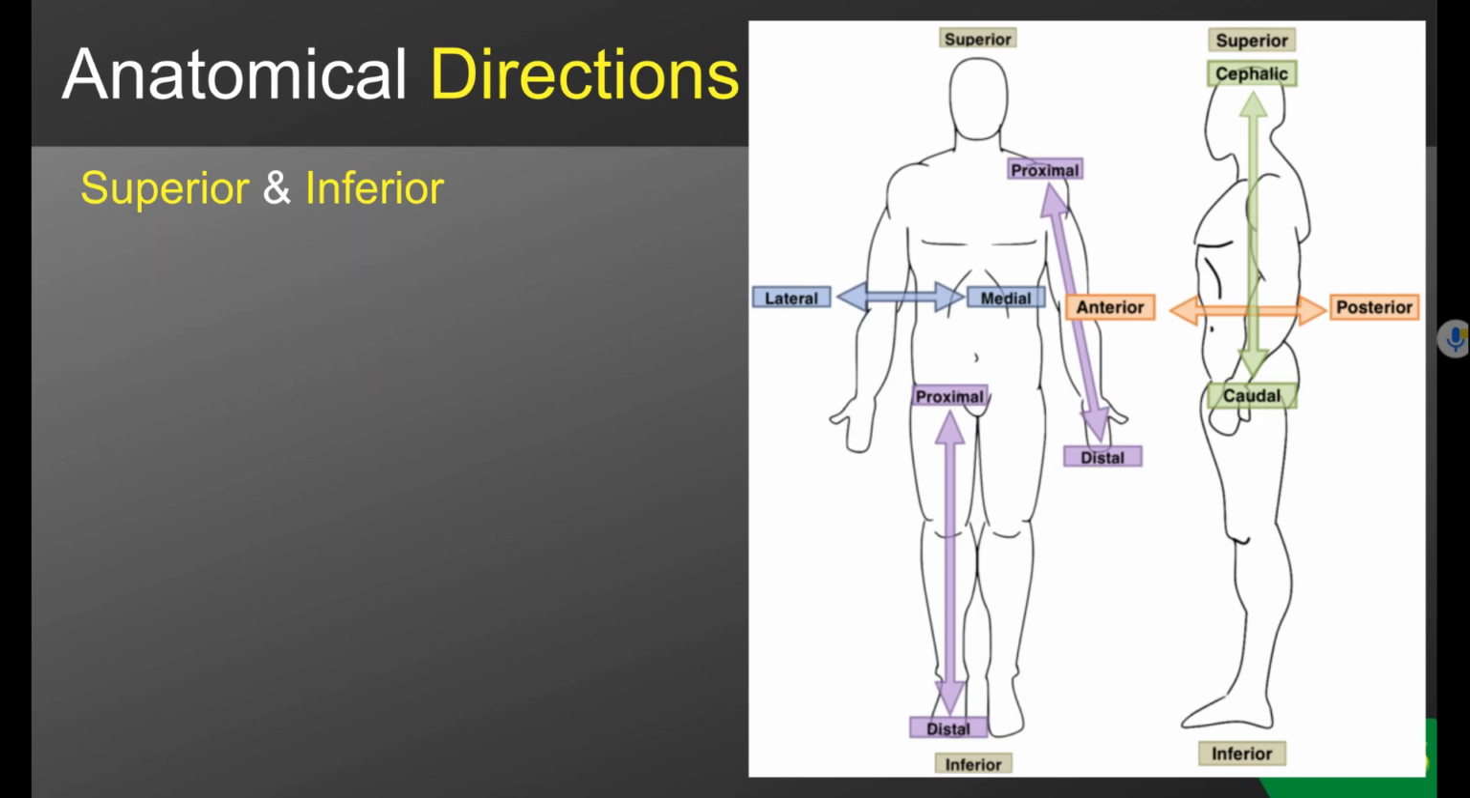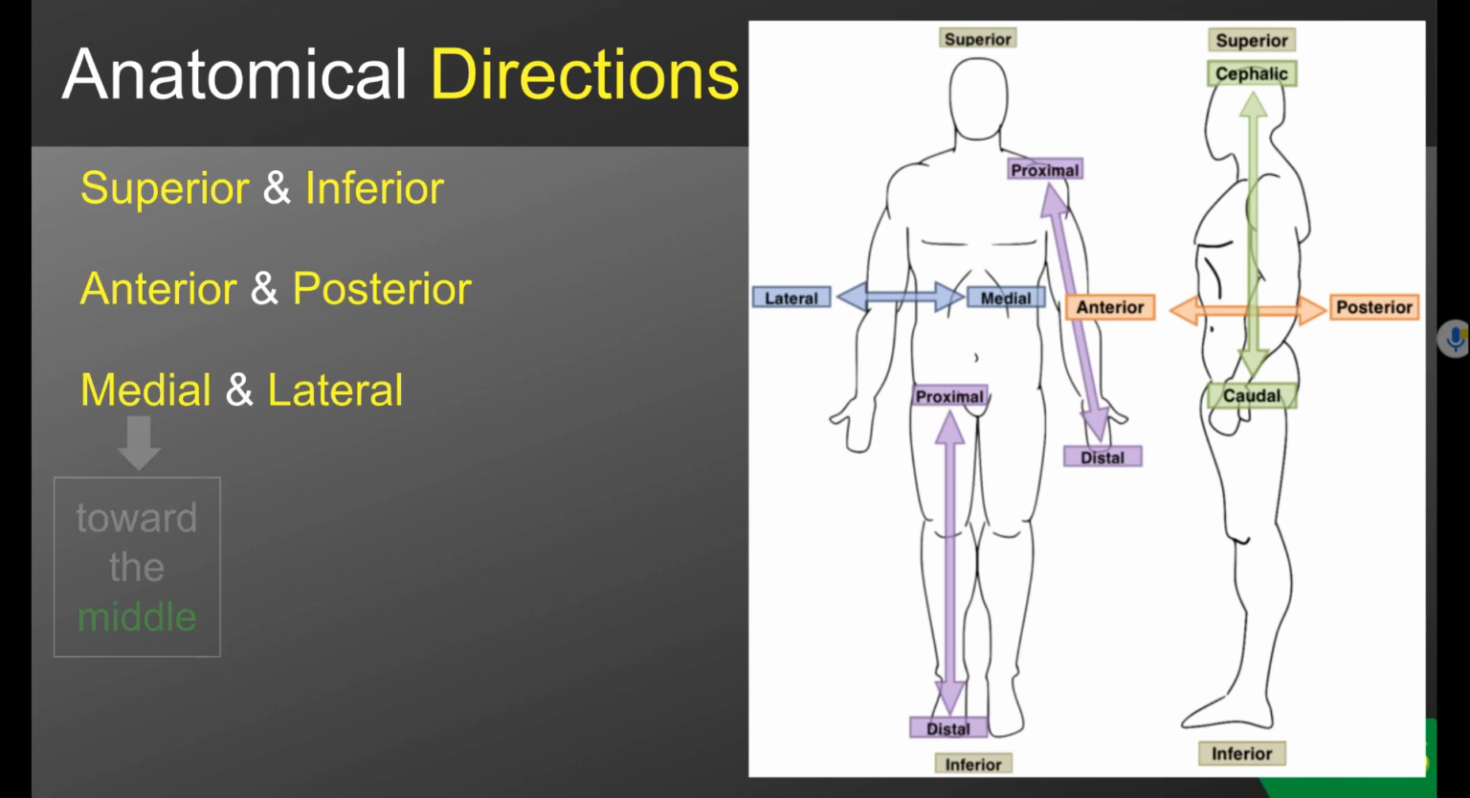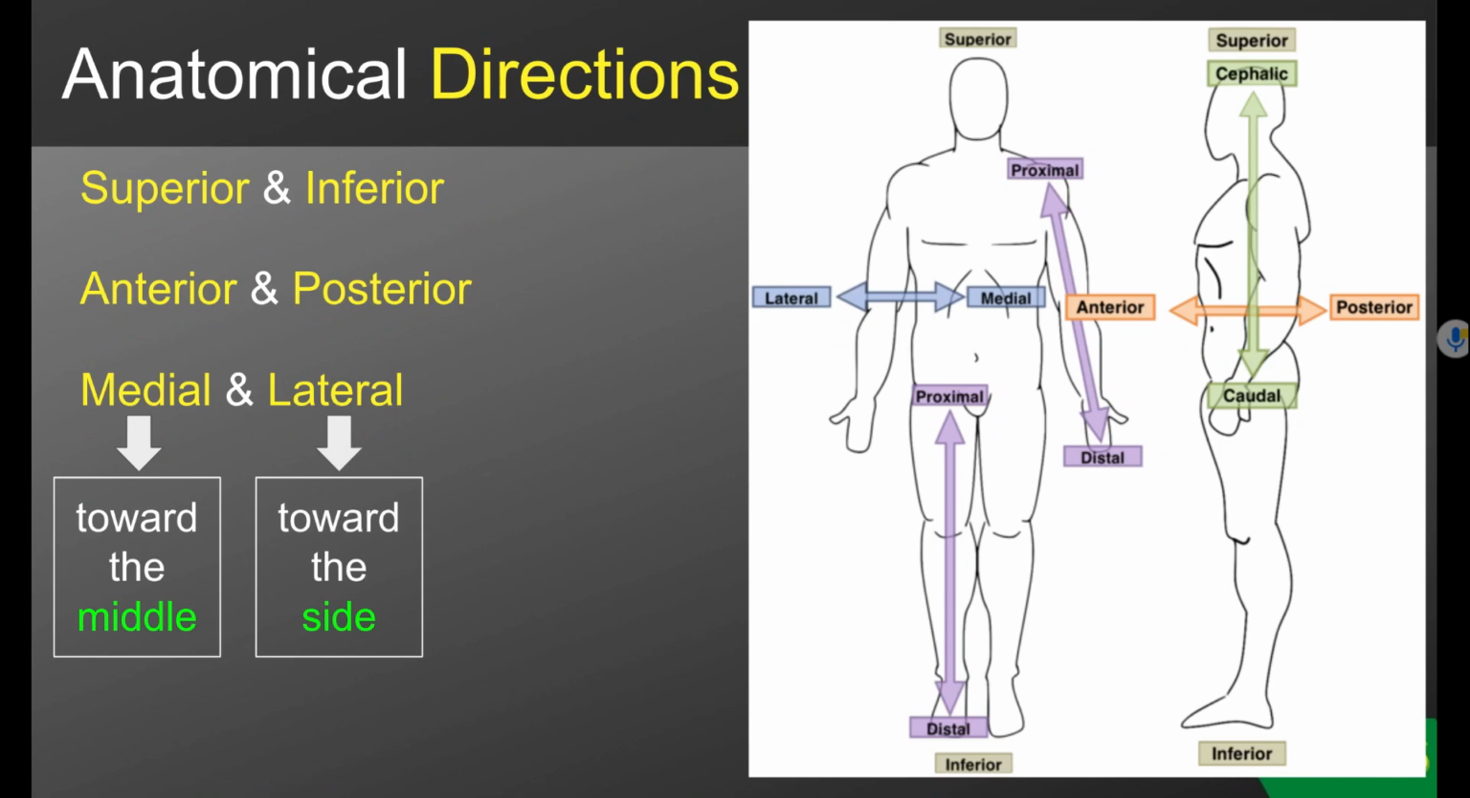The second set of directional terms is anterior and posterior. Anterior is the front, and posterior is the back. For example, the nose is anterior, while the shoulder blades are posterior. The third set of directional terms is medial and lateral. Medial is towards the middle of the body, lateral is towards the side of the body. For example, your big toe is the medial side of the foot, and your little toe is the lateral side of the foot.